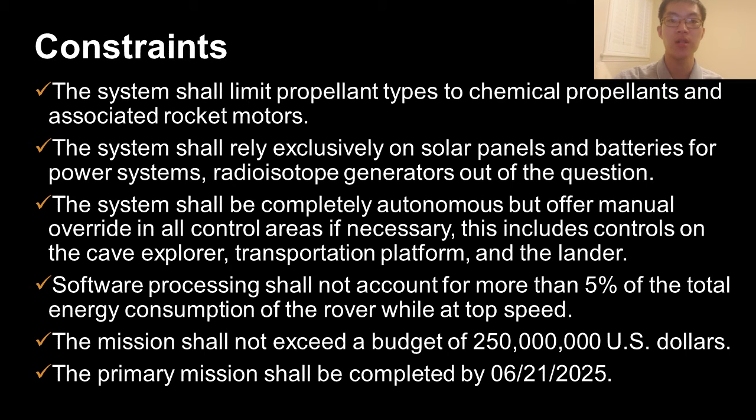Here are the major constraints for a rover system. The entire system should be completely autonomous with manual override in all control areas if needed for emergencies. The system should also limit itself to solar or battery power as radioisotopes become increasingly scarce. There are also limits on propellant types, energy consumption of software processing, budget, and the mission completion date.